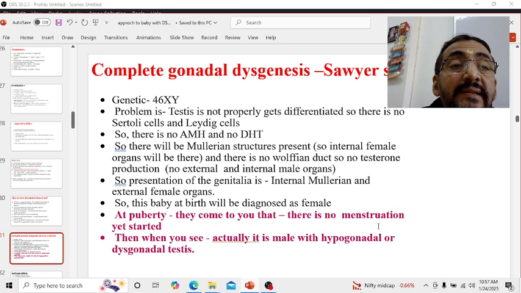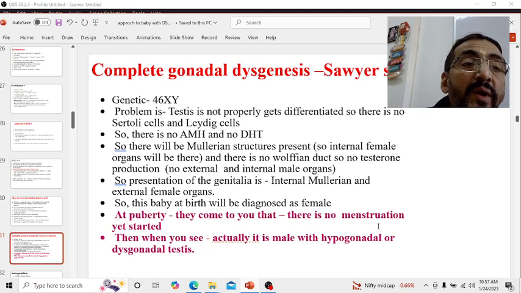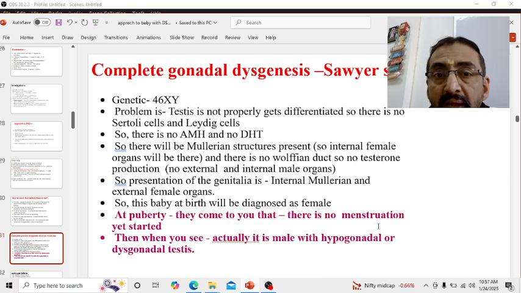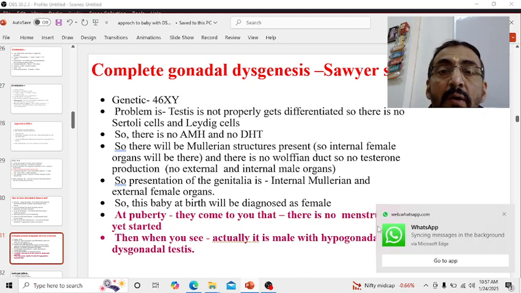There is one more condition which is called complete gonadal dysgenesis. It is also called Swyer's syndrome. For example, the genetics is 46XY, that is male. The problem is the testis is not properly differentiated. So there are no Sertoli cells and Leydig cells. Although it is a male, the testis is not properly differentiated, so there is no proper formation of the Sertoli cells and Leydig cells. As a result, there is no production of anti-Mullerian hormone and no production of dihydrotestosterone.